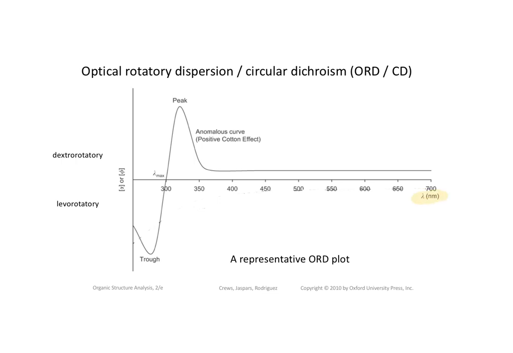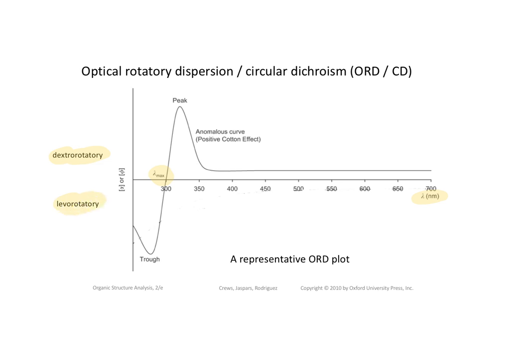At a wavelength with the greatest absorption, lambda max, optical rotation is 0. But at wavelengths above and below the lambda max, the sign of the optical rotation may be dextrorotatory in one direction and levorotatory in the other direction.